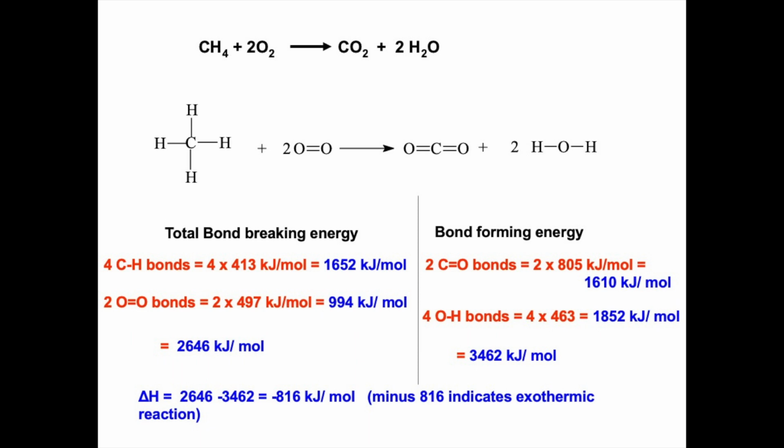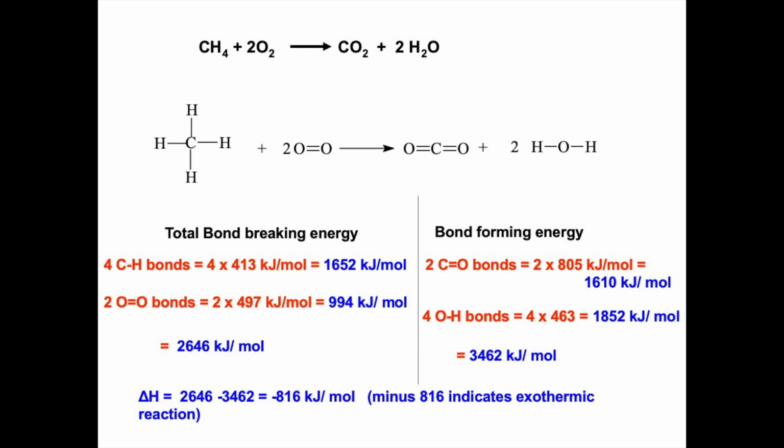So first of all, we do part A, which is work out the bond breaking energy. To do this, I look at the diagram which shows me all the bonds that are present. Now I've got 4 CH bonds in methane. So the energy required to break all the bonds in methane is 4 times 413. 413, remember, is the energy to break a CH bond. So I've got 4 CH bonds, so the total energy is 1652.